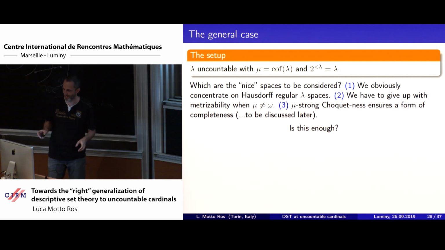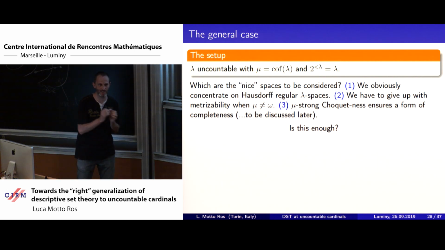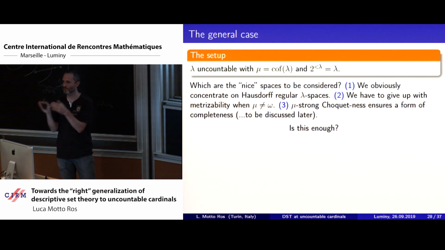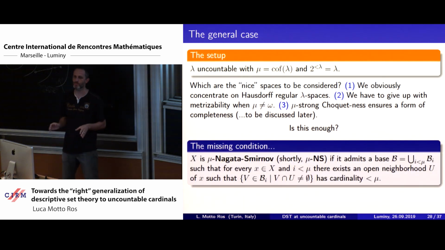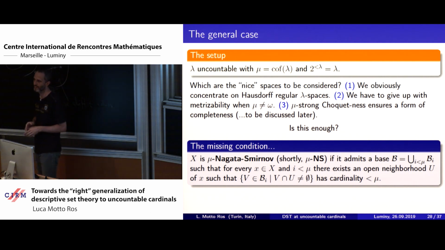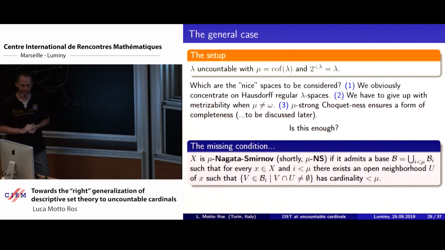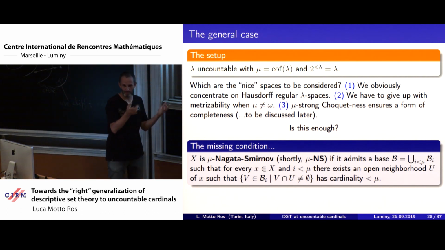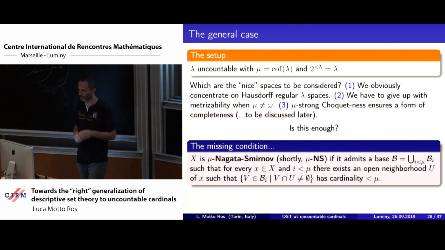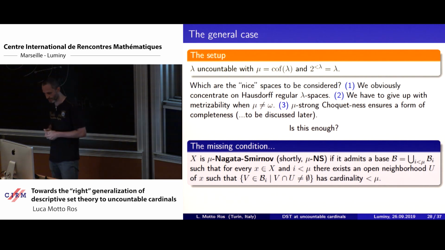Okay, is this enough? So we struggled a lot, and apparently nothing was working. I mean, we were successful in the cofinality omega, we were successful in the regular case, but nothing was working in between. And the point is that actually Claudio, my student, found out that there was a somewhat missing condition, which was really hidden. And the condition is this one. Say that the space is mu Nagata-Smirnov. Nagata and Smirnov were the mathematicians who introduced this for mu equal omega. This is a kind of generalization.